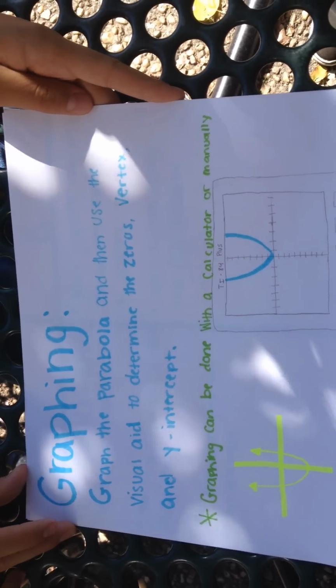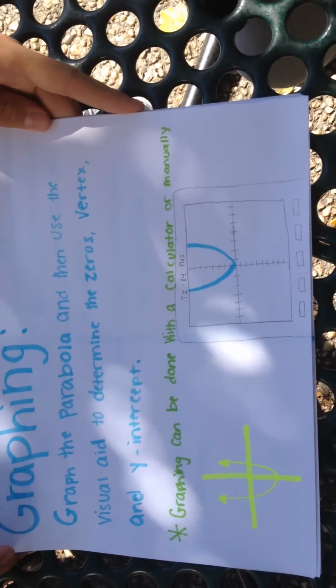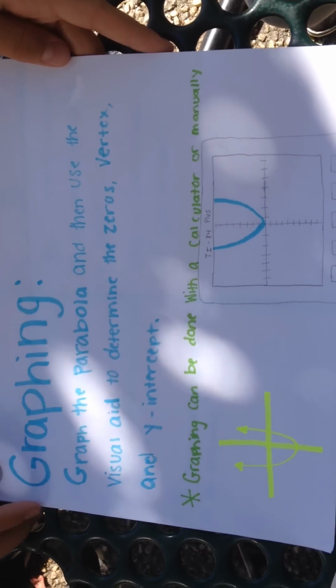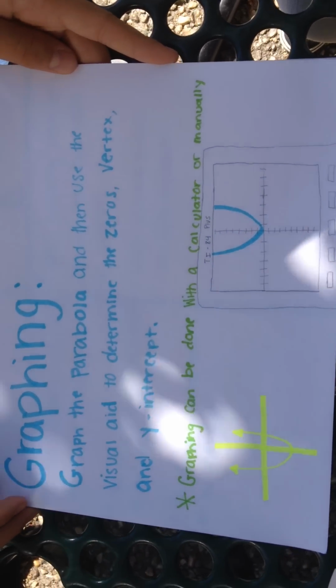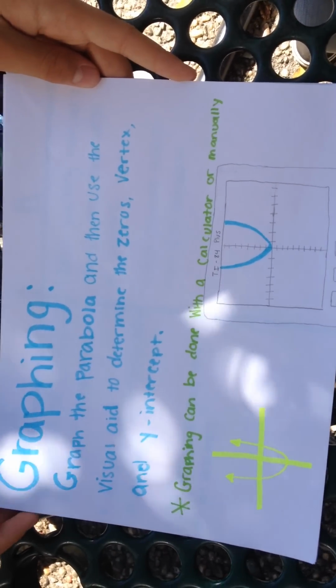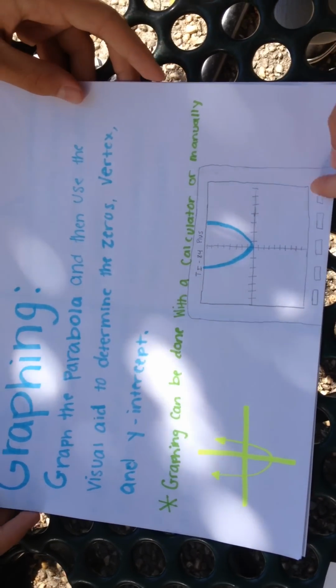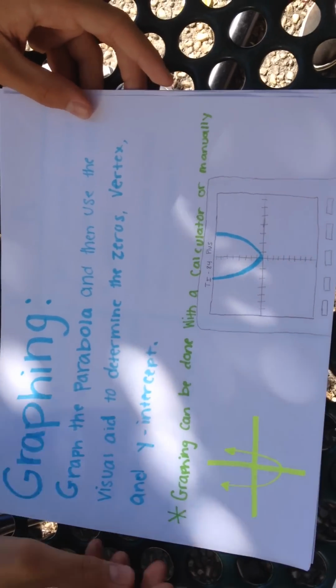Graphing involves plotting the parabola and then using the visual aid to determine the zeros, or the x-intercepts, the vertex, or the minimum and maximum, and finally the y-intercept, where the x-coordinate equals 0. Graphing can be done using a calculator by entering in the equation, or manually by plotting and then connecting the points.